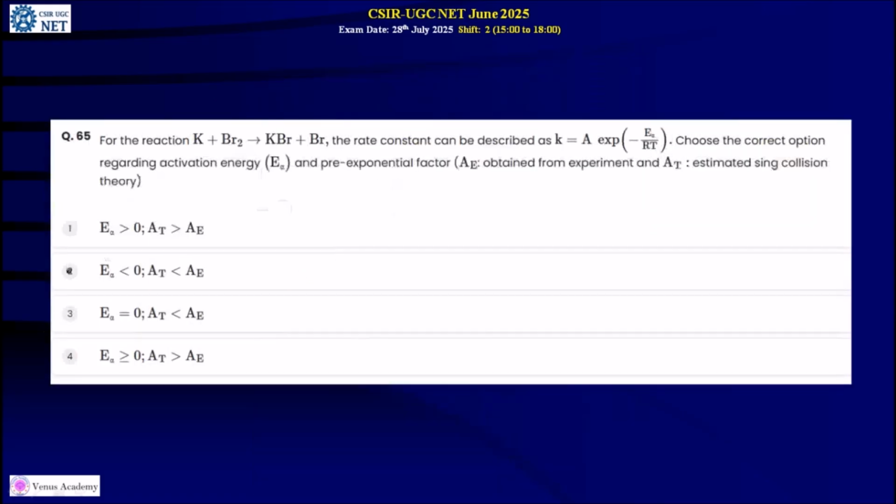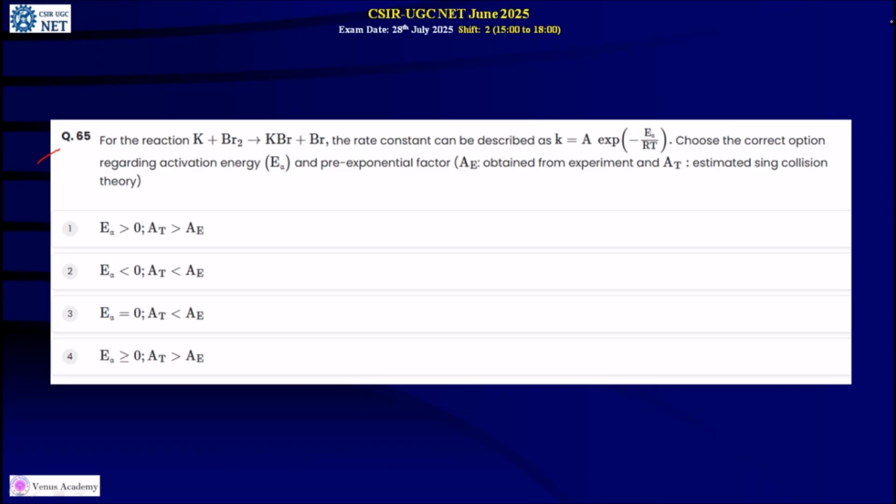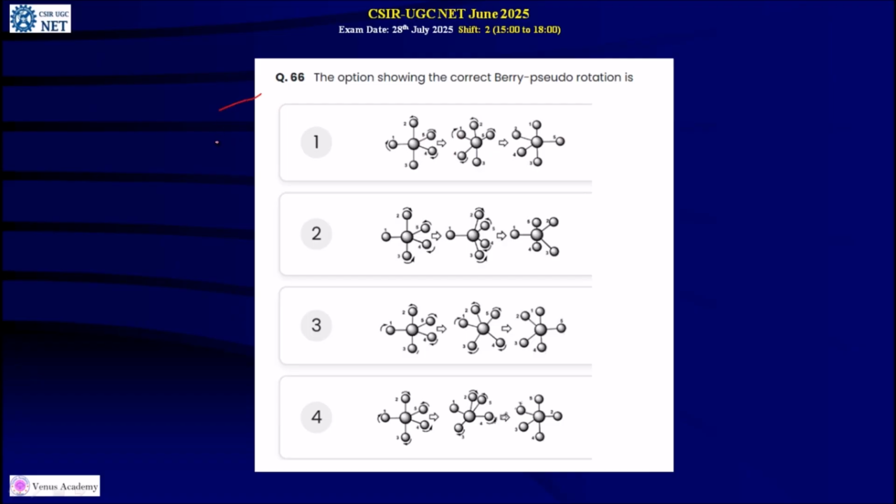Next, question number 65. For the reaction K plus Br2, that means KBr plus bromine, the rate constant can be described as k equal to A exponential minus Ea by RT. Choose the correct option regarding activation energy and pre-exponential factor. The correct option for this question number 65 is option number 4, students. Next, the option showing the correct Berry pseudo rotation is option number 2, the correct option, students.